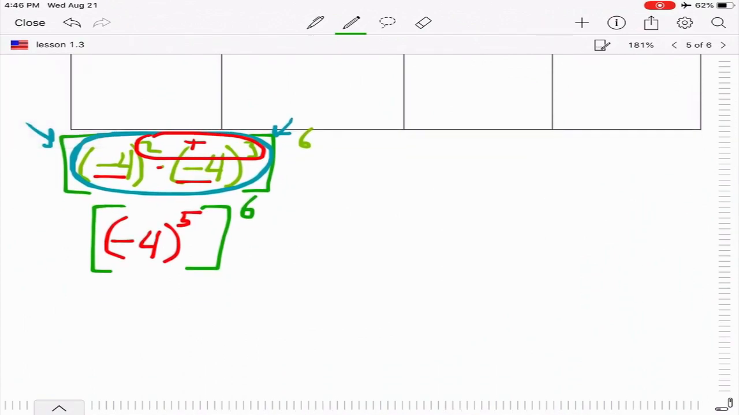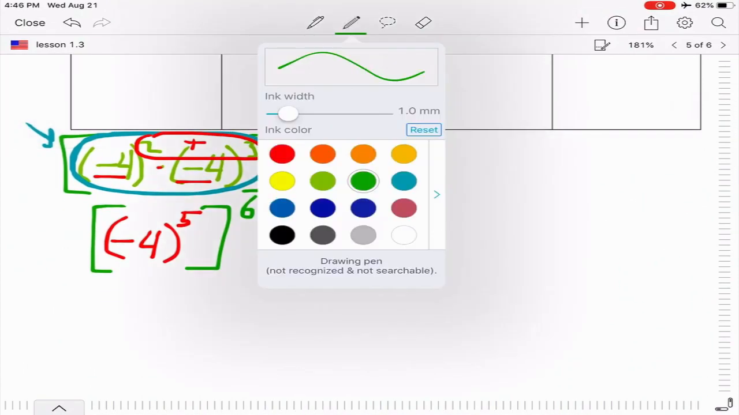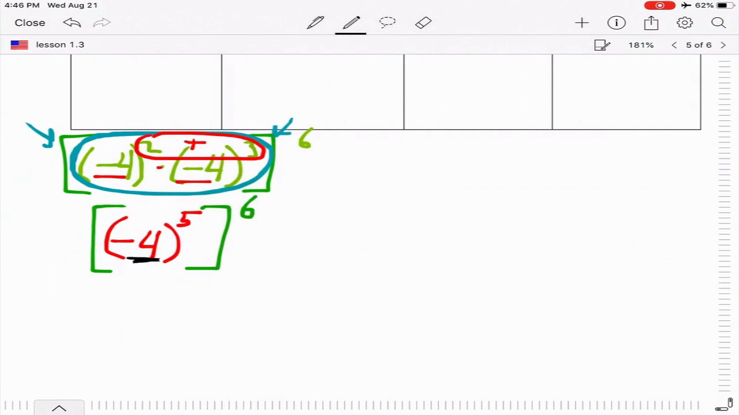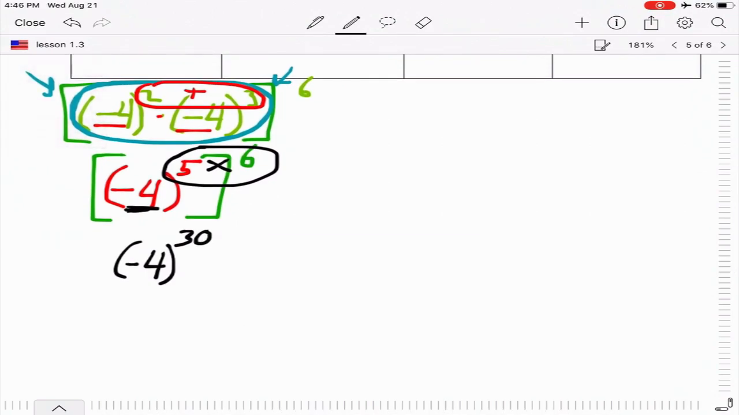Step number 2 now is do the outside. We went over this before. If you have one base and 2 exponents, you multiply. So it's going to be -4 inside the parentheses, and 5 times 6 is 30. Now you did all that work, and I hate to say this, but if you stop here, you're wrong. So you got to know when to stop and when not to.